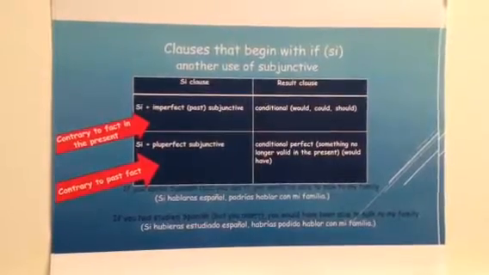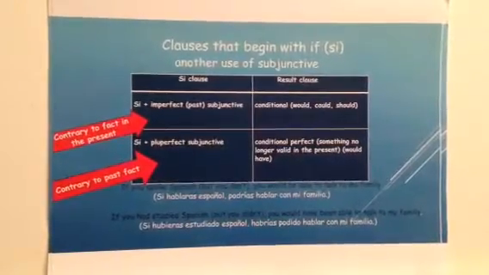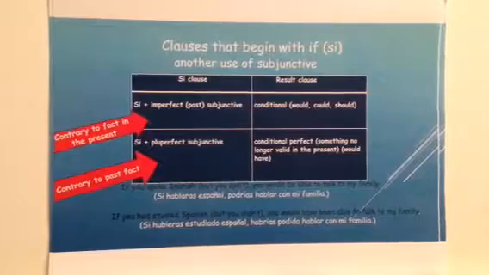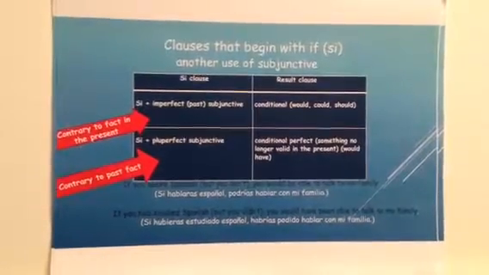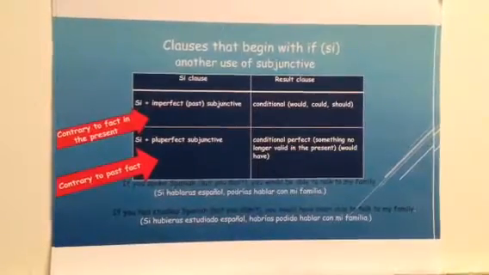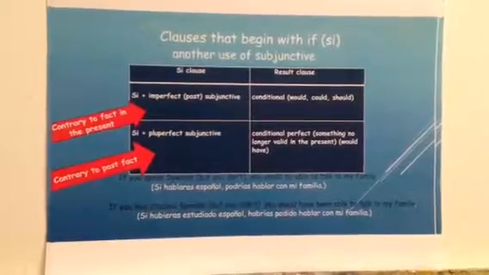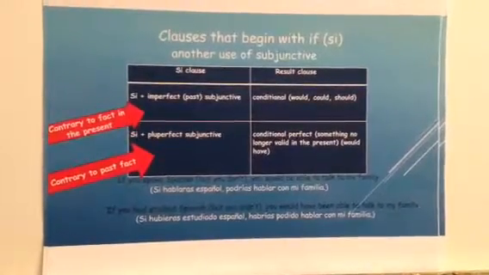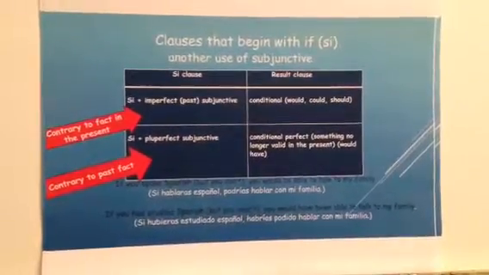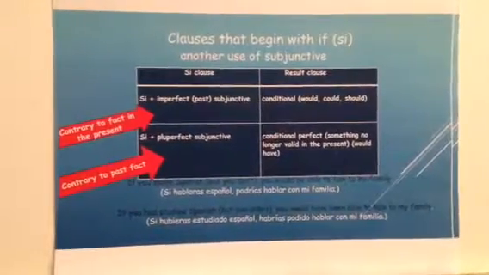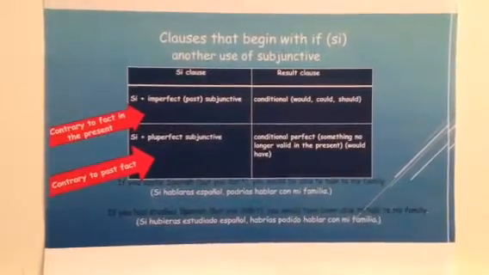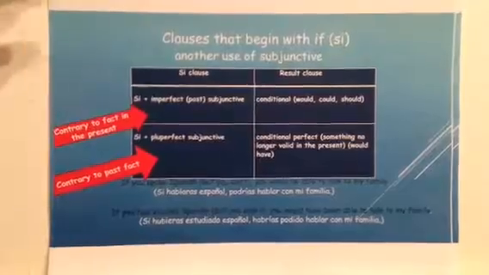The second type of clause is used to talk about situations that are contrary to past fact. The result clause thus expresses an unrealized past possibility using the conditional perfect tense. If you had studied Spanish but you didn't, you would have been able to talk to my family.